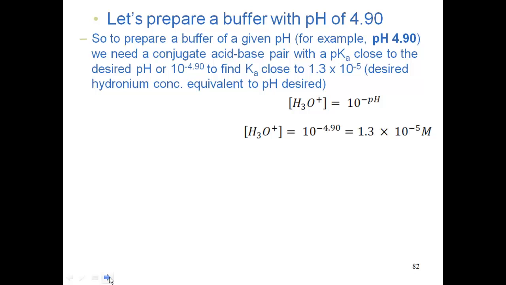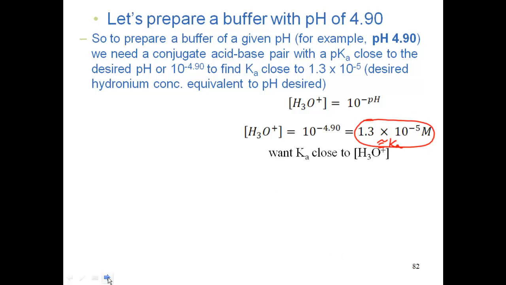Well, remember, hydronium ion is equal to 10 to the negative pH, which means the hydronium ion concentration I'm looking at is 10 to the minus 4.90, which is 1.3 times 10 to the negative fifth. So I'm looking for a Ka that's very close to that hydronium ion concentration. The hydronium ion concentration associated with a pH of 4.90 is 1.3 times 10 to the negative fifth. So I'm looking for a Ka that's very close to that to start my buffer system.